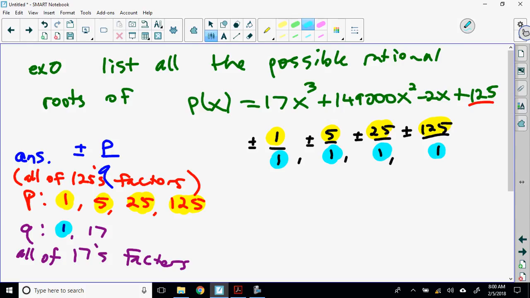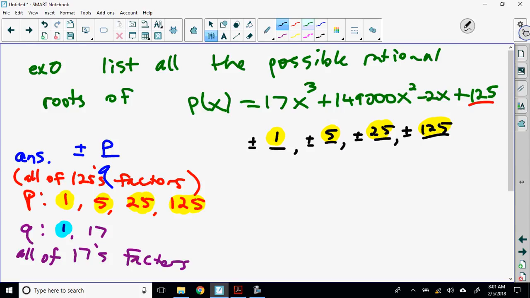Now, what happens if you divide something by 1? Isn't it the same thing as just having that integer? So it's kind of senseless to put that over 1, right? So I guess if I wanted to, I could just say plus or minus 1, plus or minus 5, plus or minus 25, and plus or minus 125. But I'm not done. There's still more.